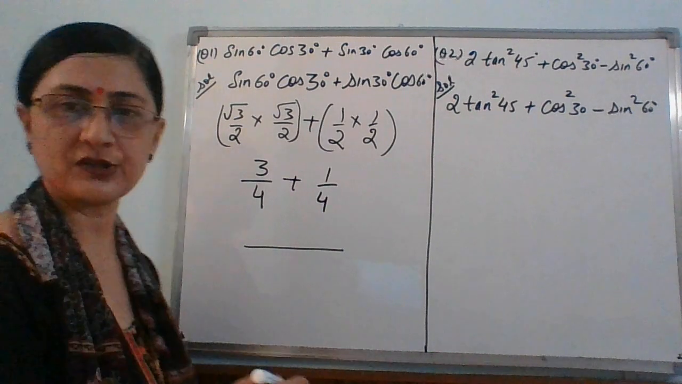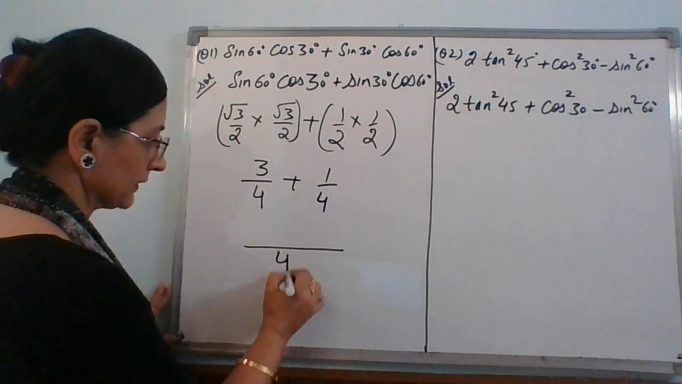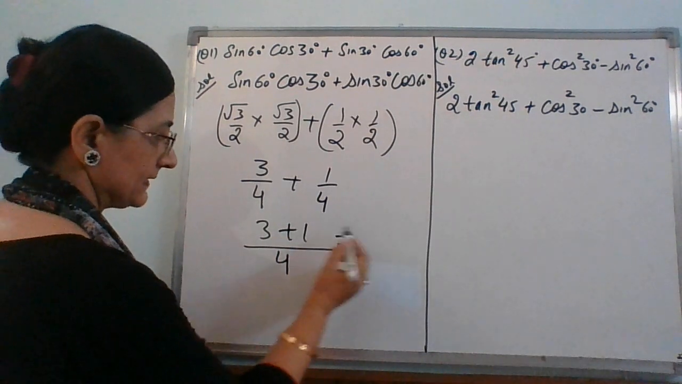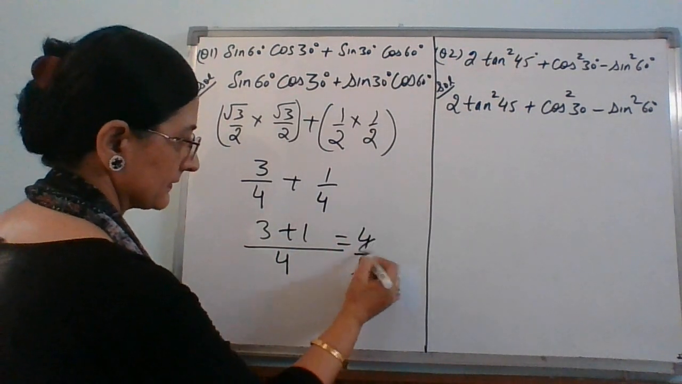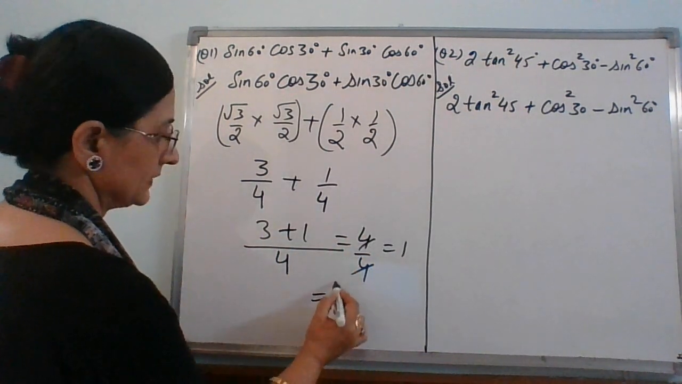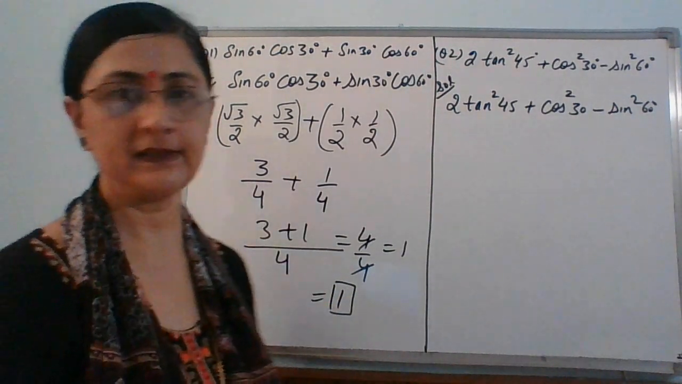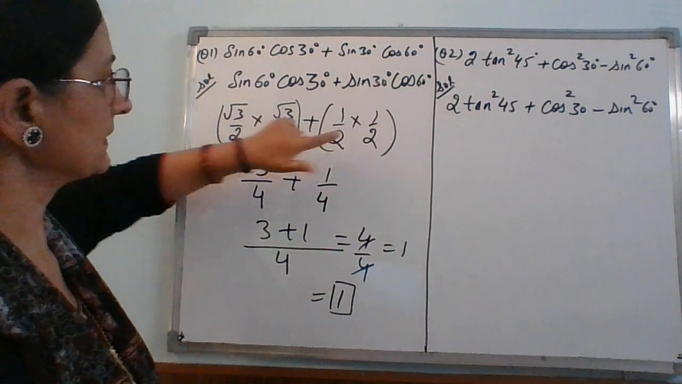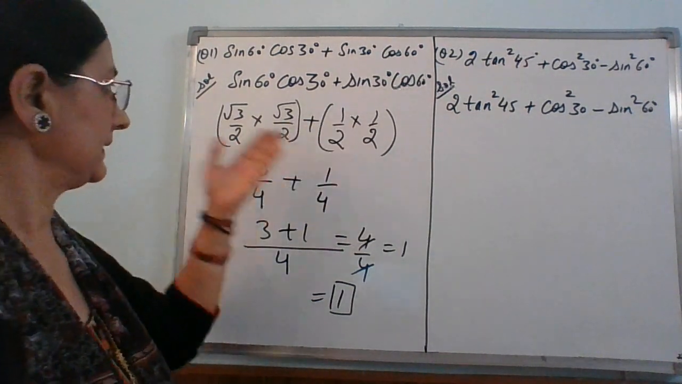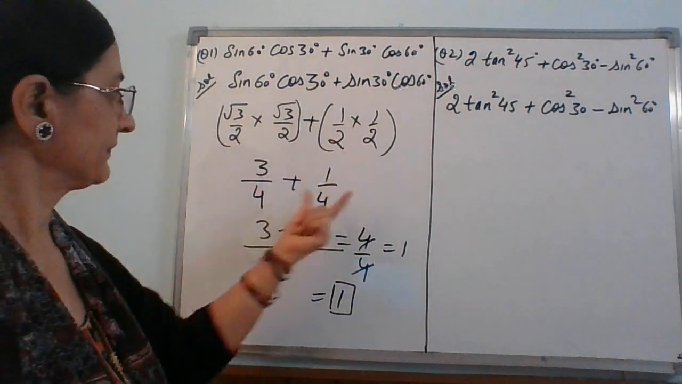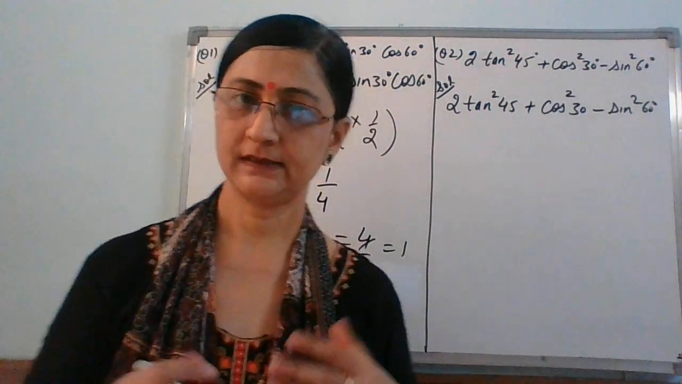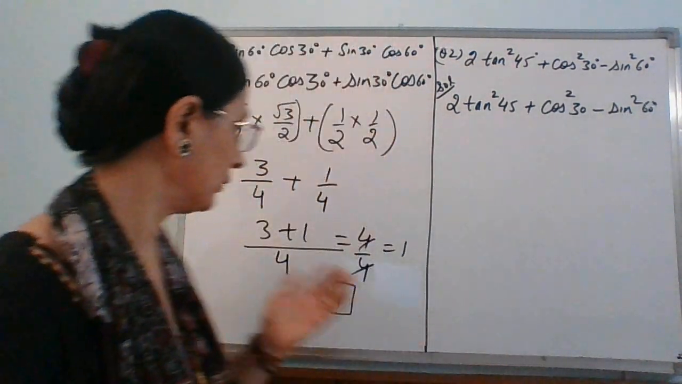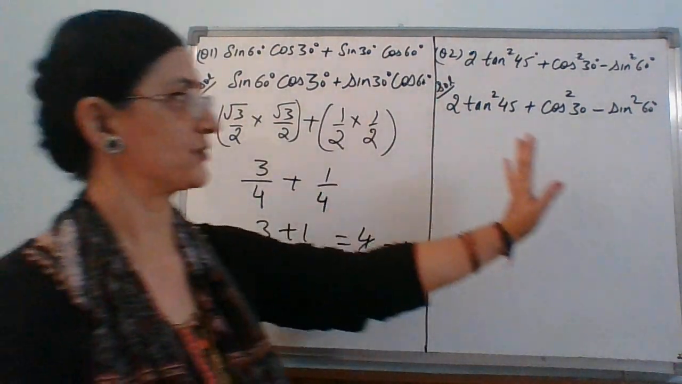Now we have a fraction. We'll be taking the LCM 4. 3, क्योंकि denominator same है, so वो directly same आ जाएगा. 4/4 and that answer is 1. So answer of this is 1. What I did, I just substituted the values of sin 60, cos 30, sin 30 and cos 60. Then multiplied these two. Then added the fractions by taking the LCM. LCM was same, 4. Right. Now let us do this question here.